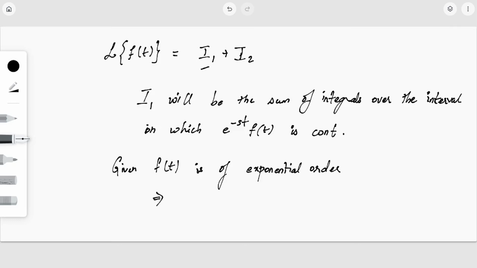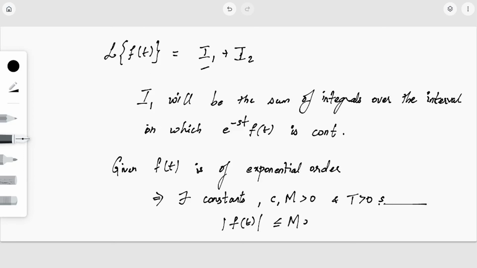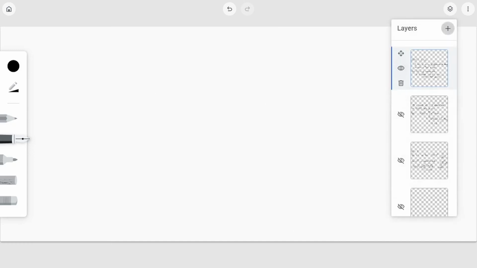So this implies that there exist constants c, M greater than 0 and T greater than 0 such that the modulus of f of t is less than or equal to M into e raised to ct for t greater than capital T. So this is the definition of exponential order, right? So let's see what happens to I2.